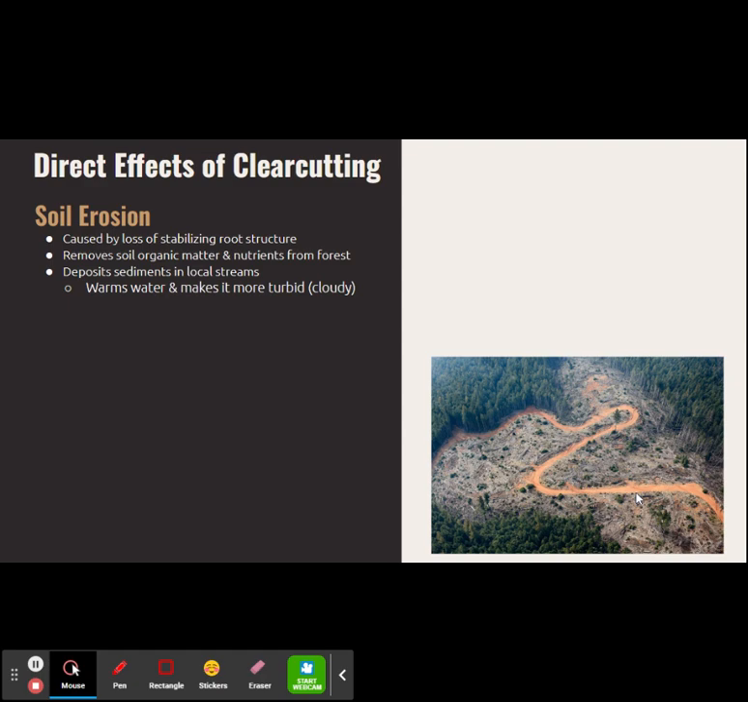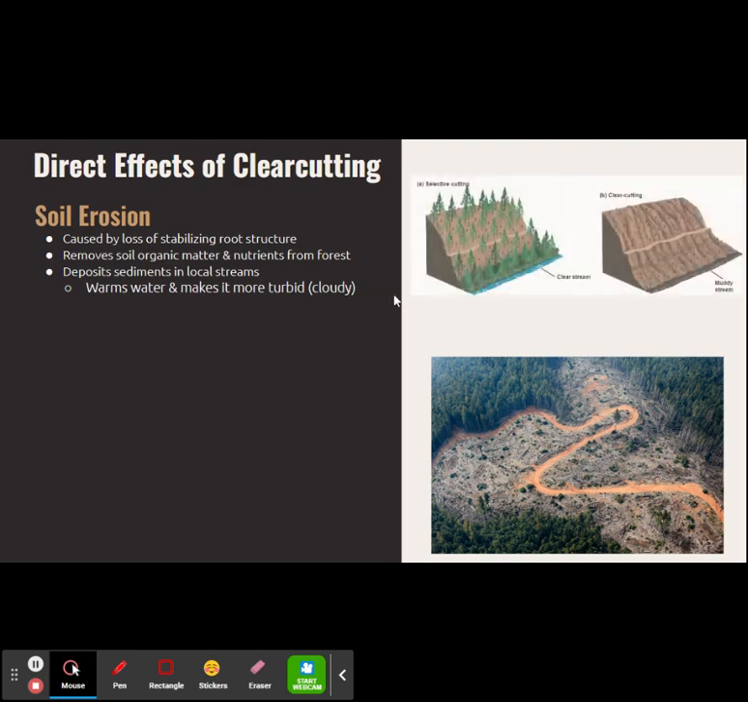This also results in sediments being deposited into nearby streams, which increases the turbidity of the water. And turbidity is a measure of the total suspended particles in a water source, typically like how cloudy it is. This makes it cloudier and harder for animals to get oxygen from the water and plants to get sunlight underwater. If water is more cloudy or highly turbid, light isn't going to penetrate as far down through the water, impacting productivity of an ecosystem.